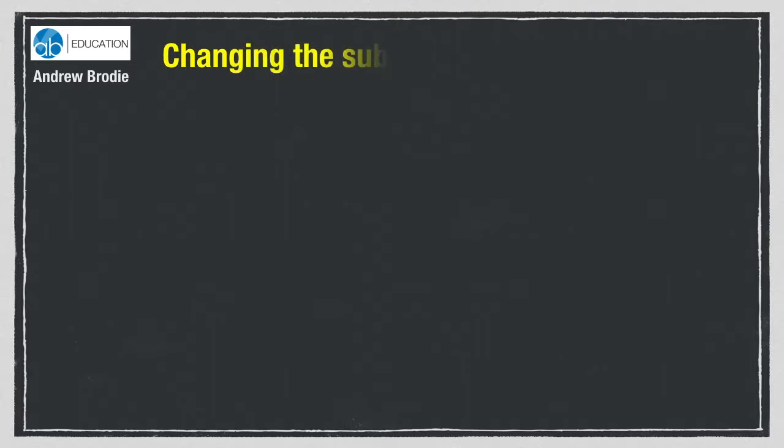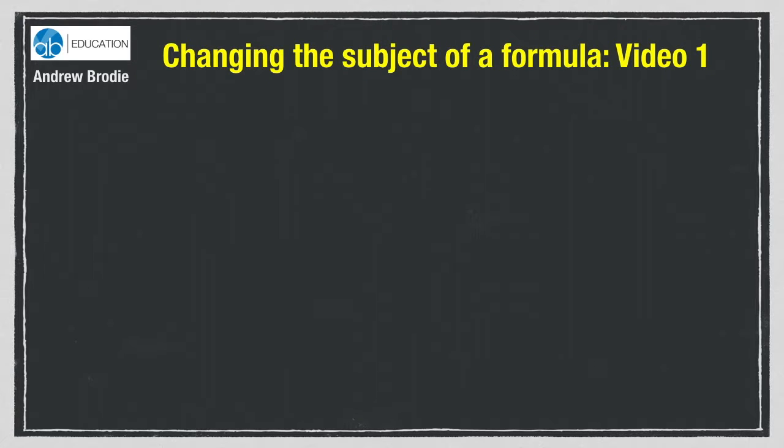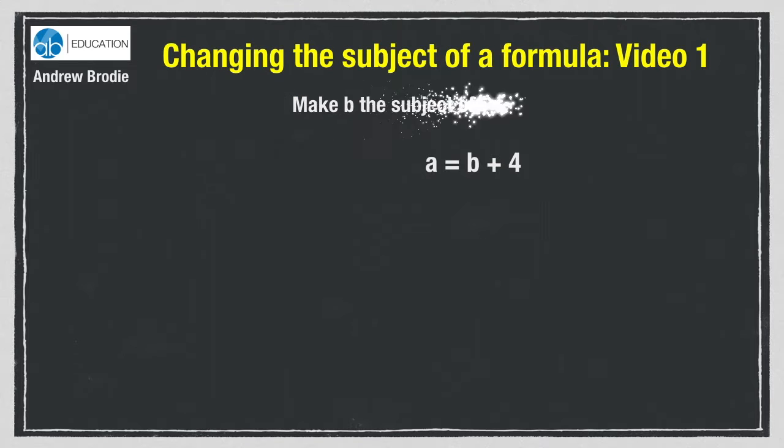Changing the subject of a formula, video 1. Here's a simple formula. At the moment, the subject of this formula is A. The instruction is to make B the subject. In other words, we need the formula to say B equals something.